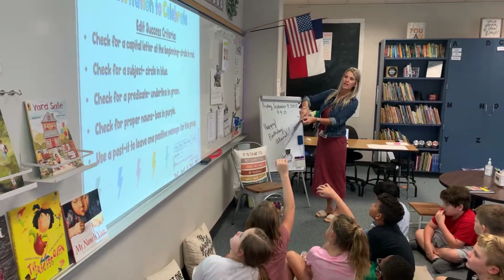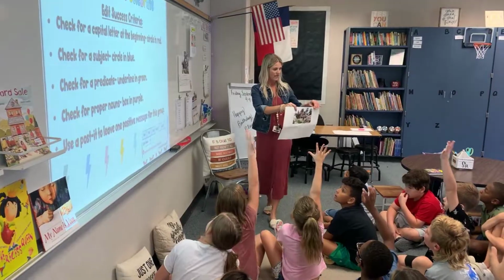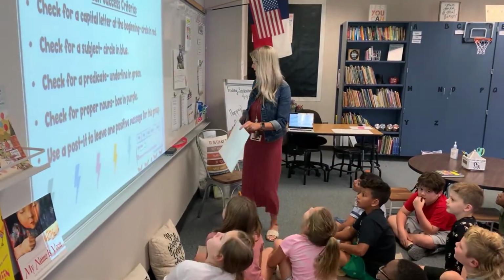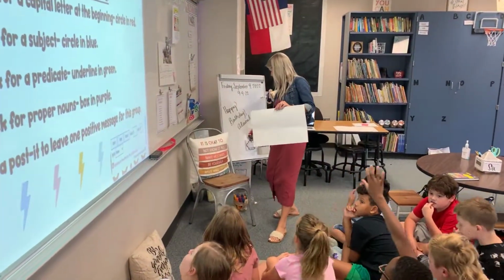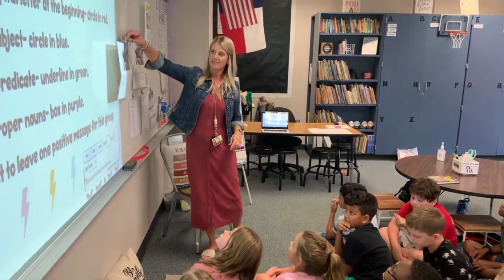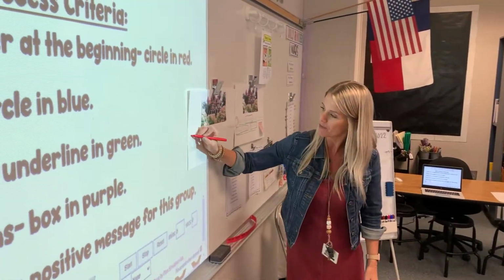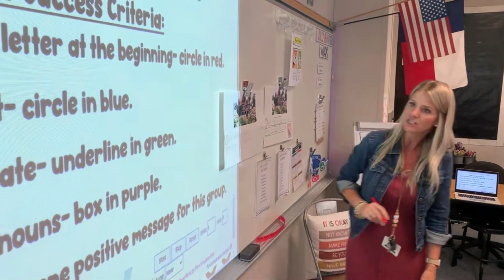It says check for a capital letter at the beginning, circle it in red. What do I need to circle, Gabriel? The I. The I is kind of special, isn't it? Yes. Because we capitalize I even when it's not at the beginning because it's talking about me, and I'm special, right? I'm a proper noun. So I'm going to circle that in red. That's what you're going to do.